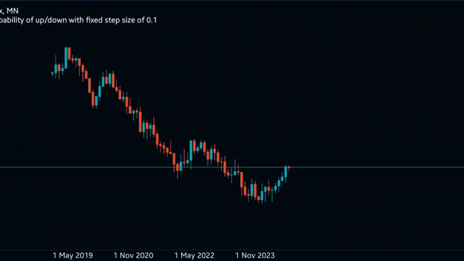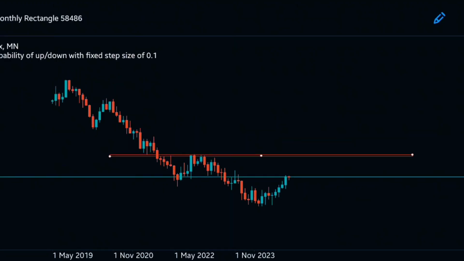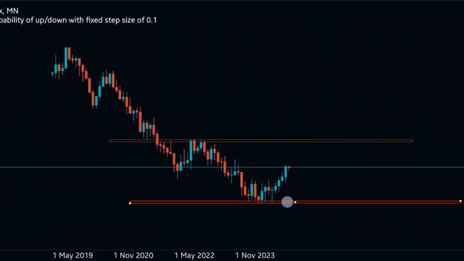Let me see if I can mark anything here. Okay, so we have this. Let me put it here. We have that, and we have here. This is the monthly high and the monthly low. So let's head down to the weekly.